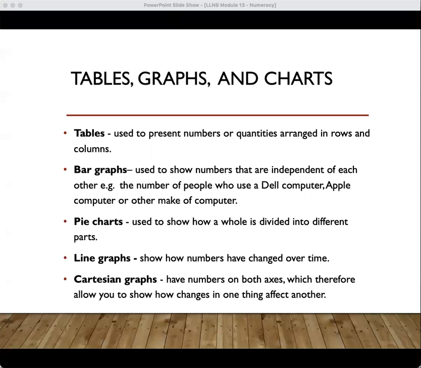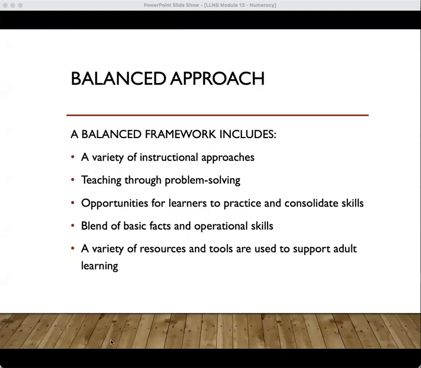Line graphs. These can be used to show how numbers have changed over time. Cartesian graphs, how numbers on both axes work, which therefore allow you to show how changes in one thing affect the other. Tables, charts, and graphs are convenient ways of presenting numbers and the relationship between them, and are becoming more and more popular in daily life and communication.